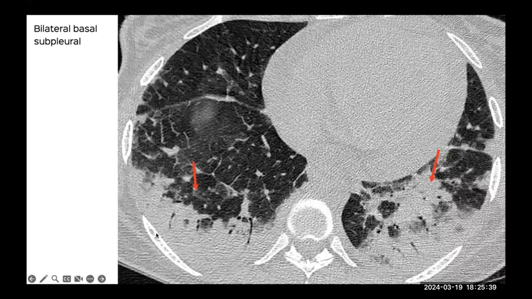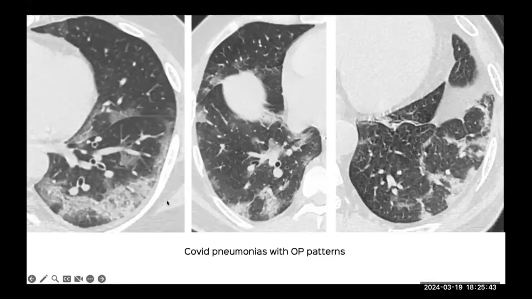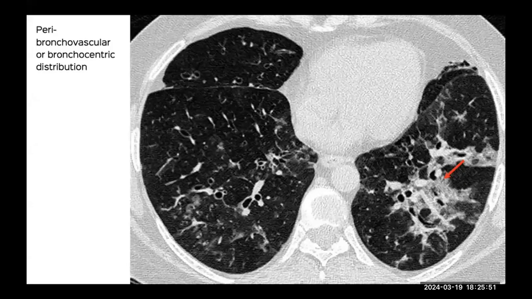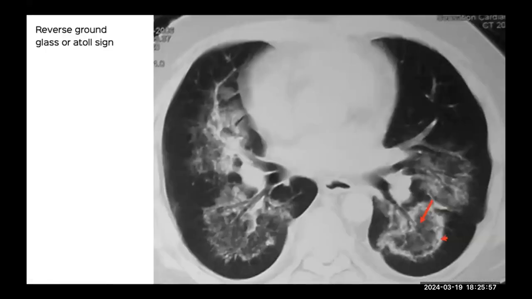So here is your bilateral subpleural basal consolidation. Here we have bilateral, again, subpleural and peribronchovascular consolidation. This is an OP pattern, but in a patient with COVID. Here we have ground glass and consolidation mixed and a peribronchovascular distribution. Here we again have a peribronchovascular distribution, but we see the reverse ground glass halo sign.